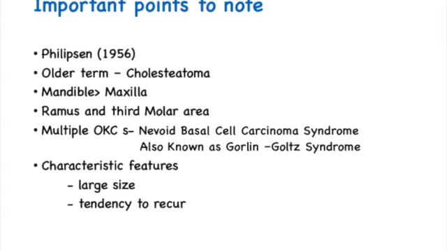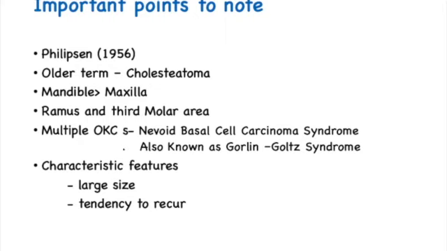known as Gorlin-Goltz syndrome. This syndrome also has a few other features such as bifid rib, calcifications in the falx cerebri, hypertelorism, flattened basal portion of the nose, and very importantly, multiple basal cell carcinomas along with multiple OKCs. So this is the syndrome-associated OKC.